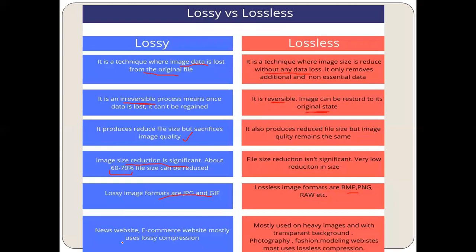And the last thing is the usage. Lossy compression is mostly used by news websites and e-commerce websites, while lossless compression is used wherever we have heavy images, transparent backgrounds, photography, etc. So this is how we need to understand where to use lossy compression and where to use lossless compression, right?